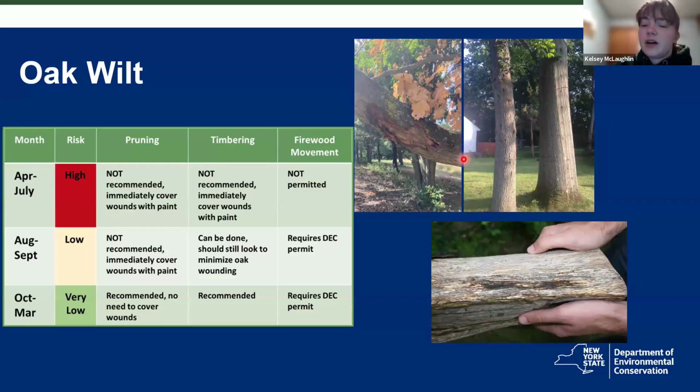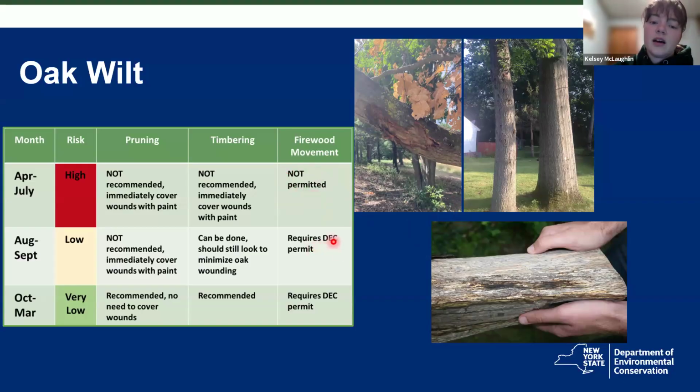And then the other way that we think that oak wilt gets around is on firewood. When oak wilt was found, it was 165 miles from the nearest known infection. We don't think nitidulid beetles fly that far. So it was probably firewood movement that got this disease into New York State. And so if you're in the town of Glenville, it's actually a quarantine zone for oak wilt, and firewood movement is not permitted during this high risk time.